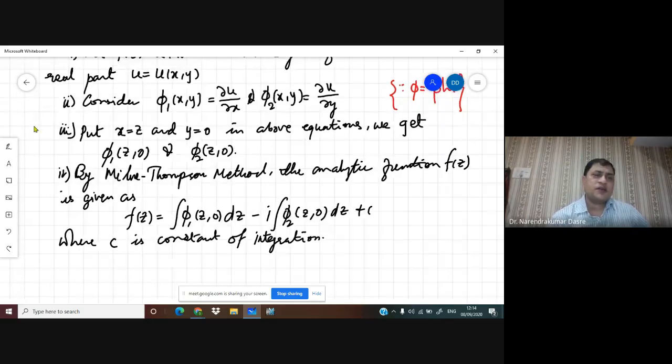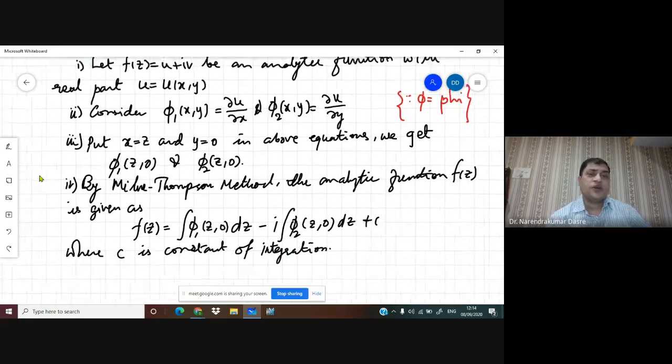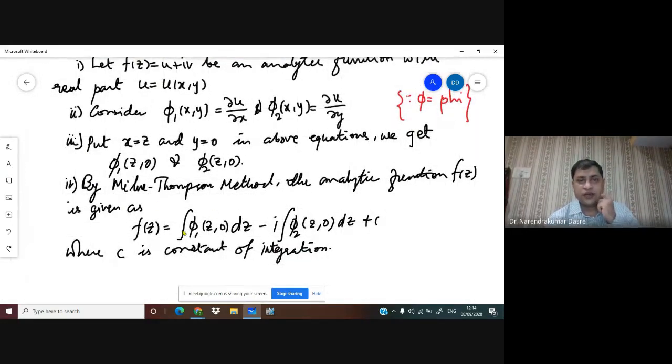So these are the four steps that you have to follow. First, declare the function analytic with the real part given. Then find the first order derivatives. Then put x is equal to z and y is equal to 0. And then use the Milne-Thomson method to find the analytic function f of z.